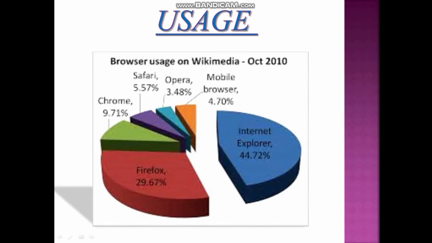Because this is Internet Explorer, it covers around 44.72, because this is by default present in all the Windows. Then we have Firefox. Firefox is also good in using. Then we have Chrome. Chrome is basically more used in mobiles. Then we have Safari, that is from the Apple company.